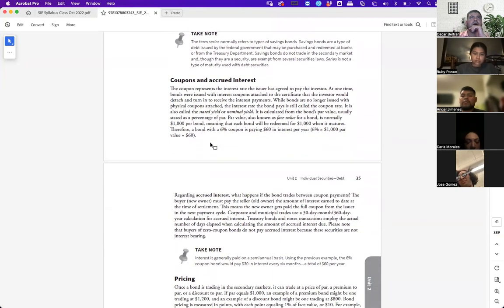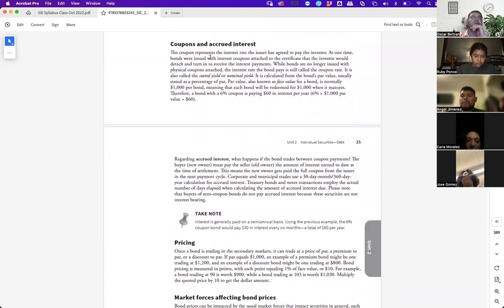Okay. So here we have coupons and accrued interest. So overall, the term coupons and accrued interest refers to bonds. When bonds were first issued, they'd pretty much have it in paper form, and then you rip off one part of it and you keep the coupon. The coupon will tell you the yield for that bond. And that's where that notion of coupon comes from. Okay, so the coupon represents the interest rate that the issuer has agreed to pay the investor. So that could be 2%, 5%. They're going to pay back that investor.